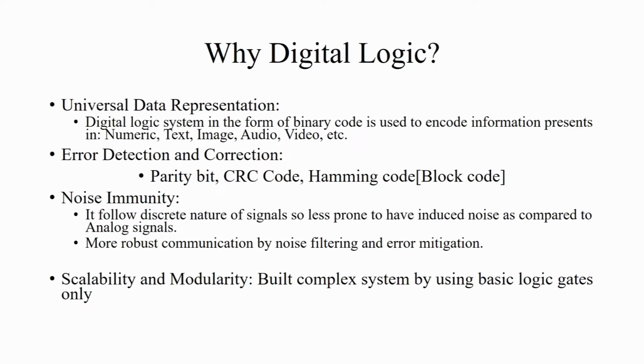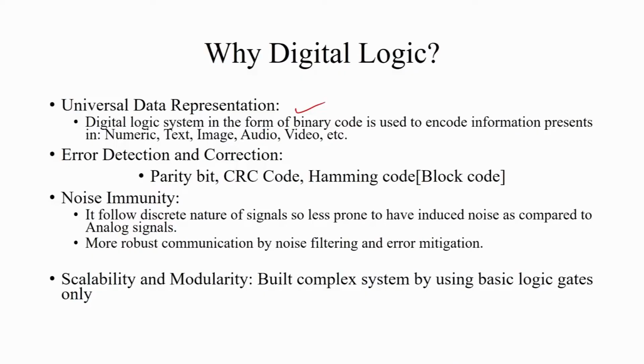One is universal data representation, meaning the data are universally represented. Whether we represent text, a number, audio, image or video, any type of data is represented in the form of 0 and 1, and that is the unique, universal representation of data.